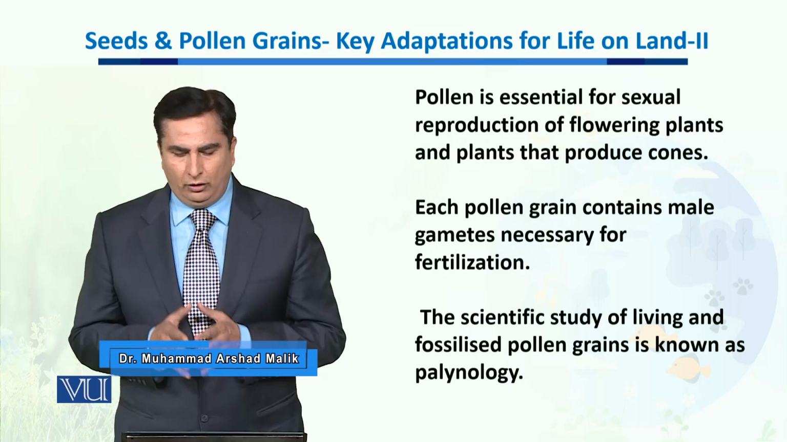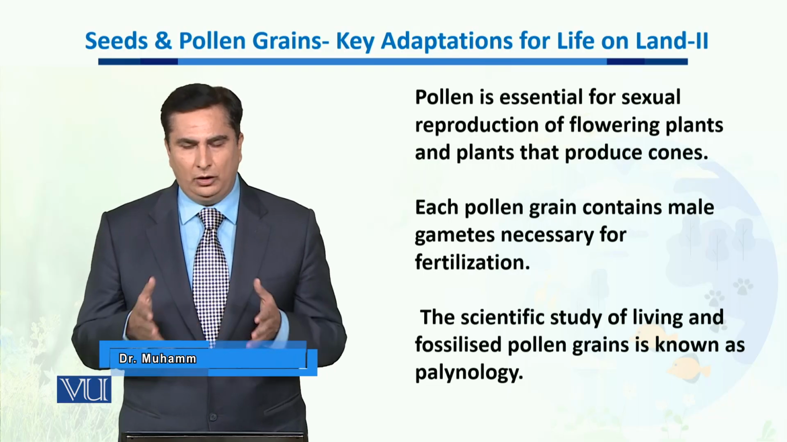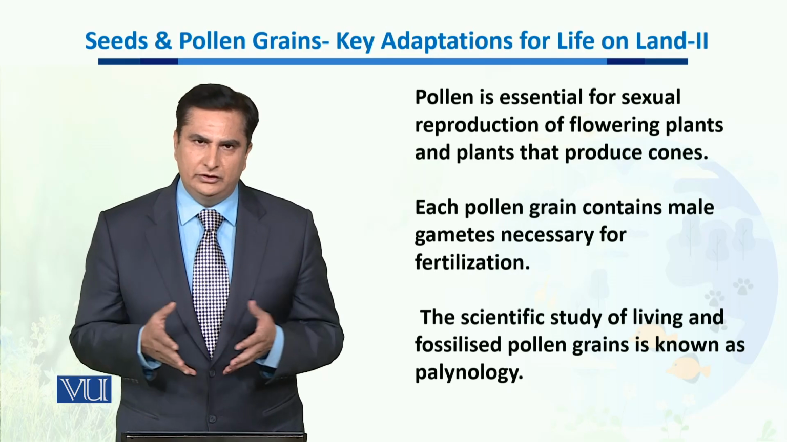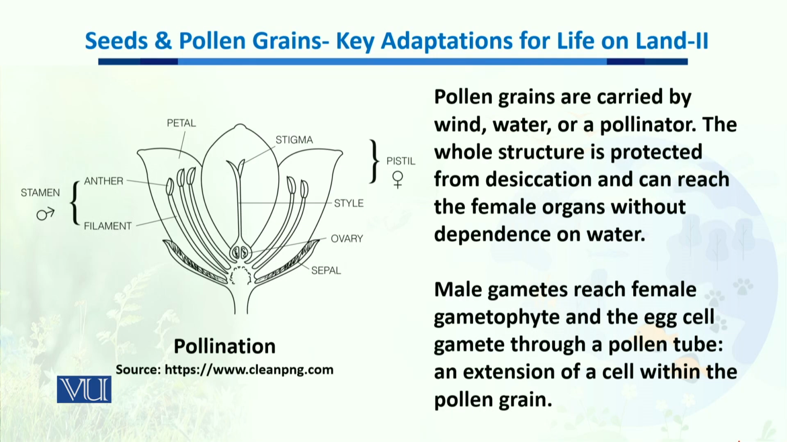The scientific study of living as well as fossilized pollens is known as palynology. When we talk about pollen grains, they are produced in the male part of the flowering plants, as you can see here. Stamens are composed of filaments, and these filaments carry the anther at their tip, which contains pollens. Pollens are released into the air in large quantities, and their primary goal is to reach the female reproductive organ.